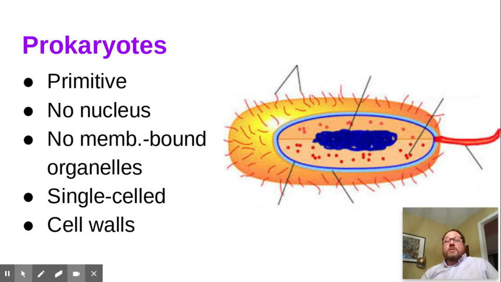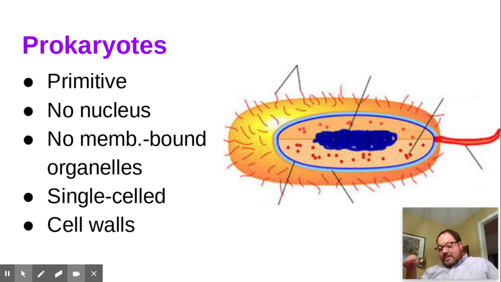They were the first organisms. So they are the more primitive cells. Again, they don't have a nucleus. They have what's called a nucleoid region, which is what you see in blue there. That's the one coiled up chromosome. They don't have any membrane-bound organelles. So no mitochondria, no rough or smooth endoplasmic reticulum or Golgi or anything like that.